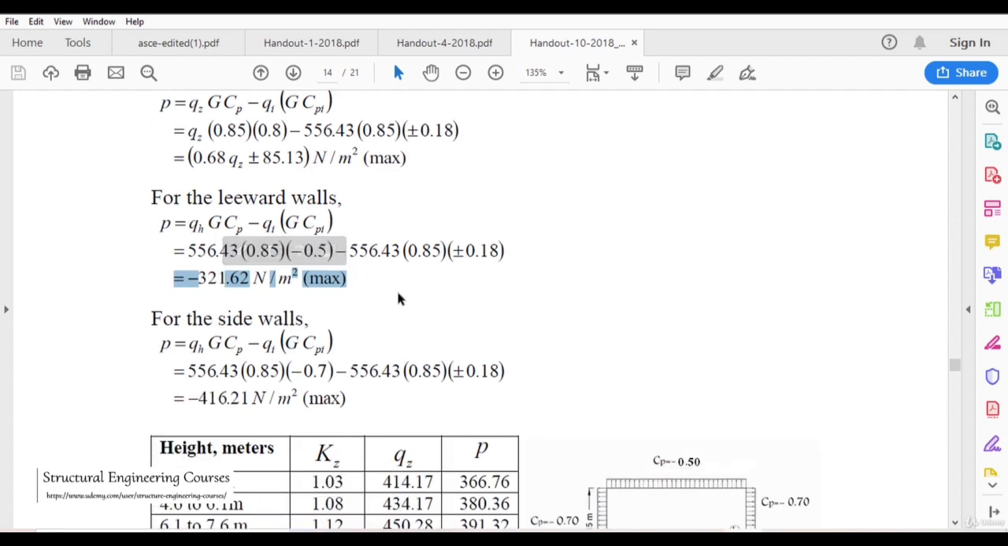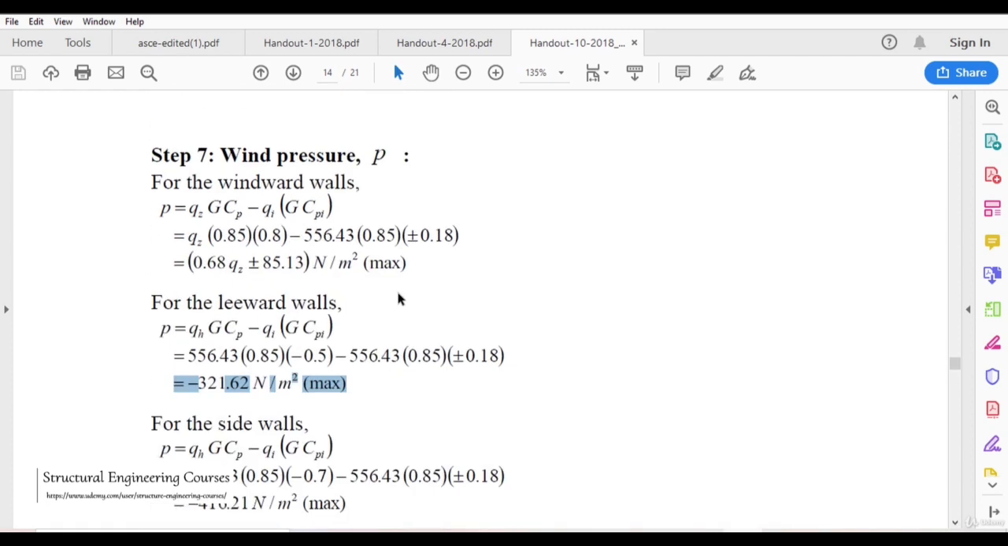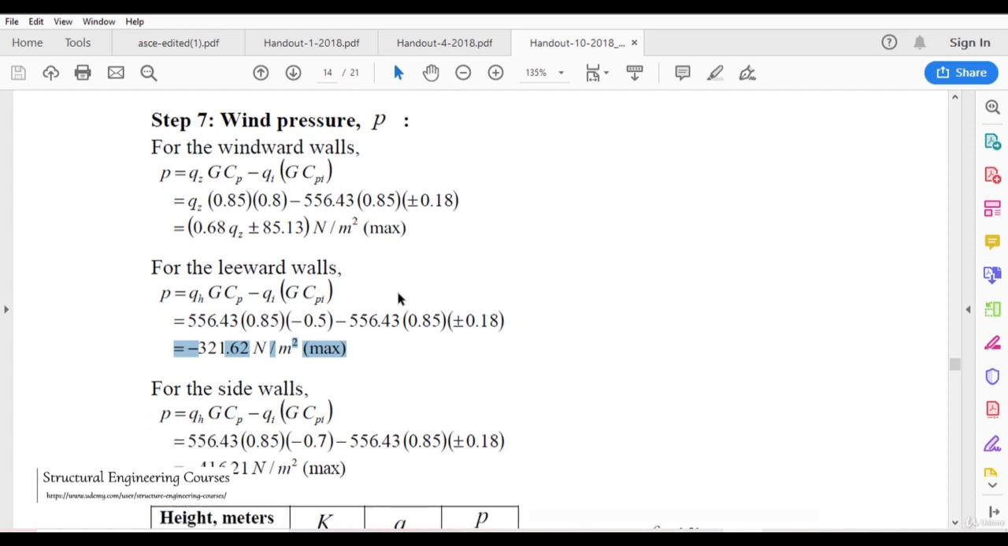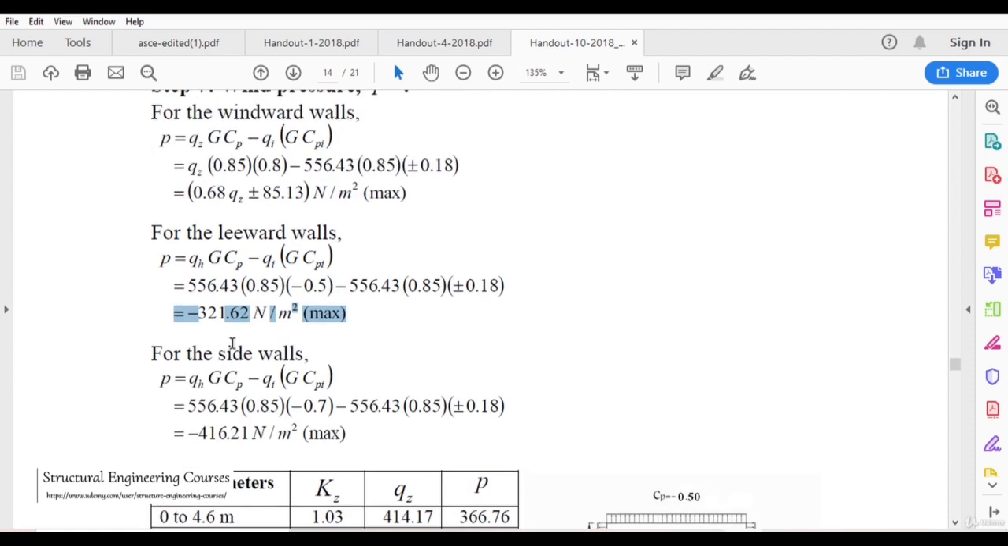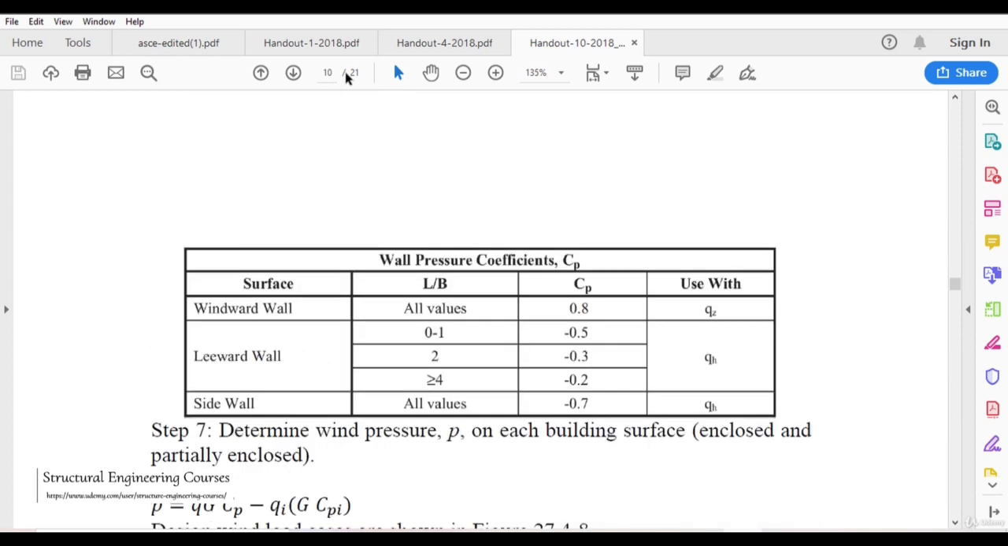Some of you must be thinking what exactly is the windward, what exactly is the leeward also. When we are talking about wind acting from this direction, this is the windward face, this is the leeward face, and this is the sidewall face. And when we are talking about this particular wind direction that is being shown in this figure, this is the windward face, this is the leeward face, and these two are the sidewalls. For the sidewalls, if you want to calculate the value of CP, we can refer to this particular table here. For sidewall, for all values, CP value is minus 0.7. So that he had taken here.